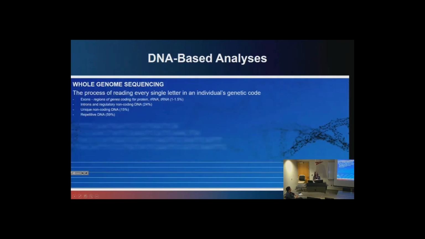Whole genome sequencing is the process of reading every single letter in an individual's genetic code. And it covers everything: exons, the regions coding for protein, introns and regulatory non-coding DNA, unique non-coding DNA, and also repetitive DNA. So that's all 3 billion, and you would get the 700,000 nested within that 3 billion. Yes. Well, 3 billion is in the haploid genome, and the diploid genome has about 6 billion.